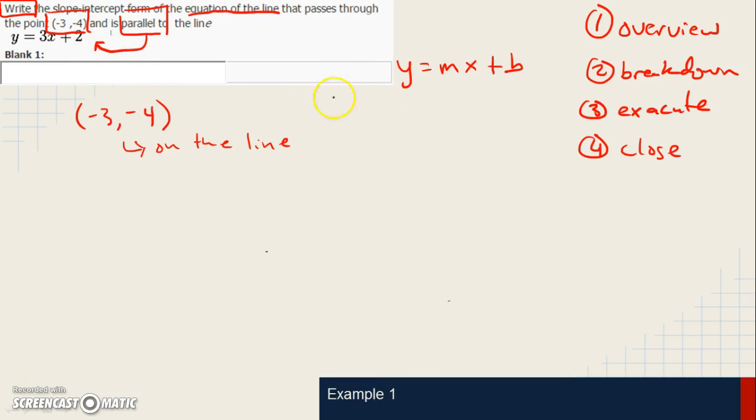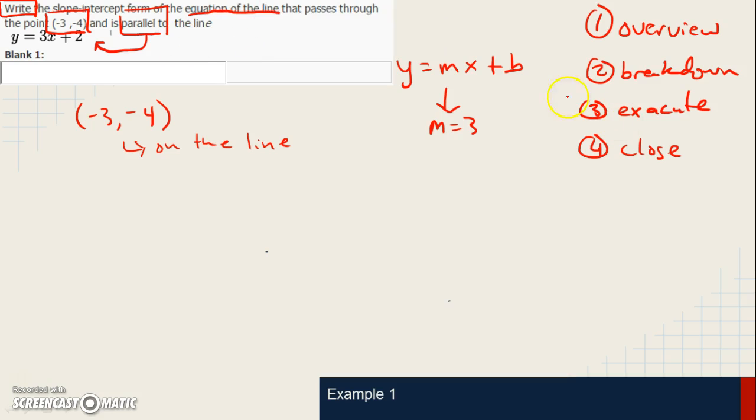So let's go ahead and input the information that we know about the model. What we need to know is what m and b are, and we know what m is, right? Because if the line that we're creating an equation for is parallel to this line, and this line has a slope of 3, then we know that our line also has a slope of 3.